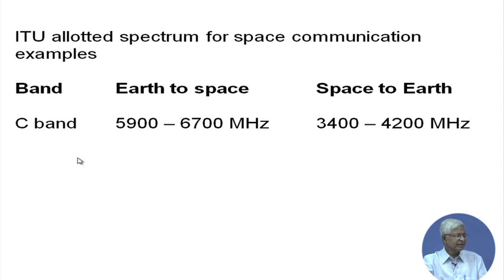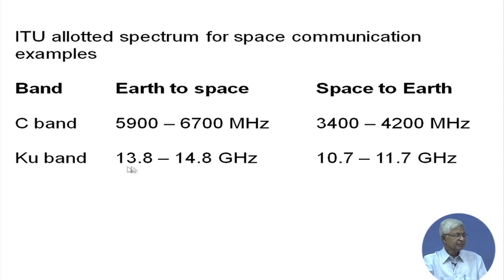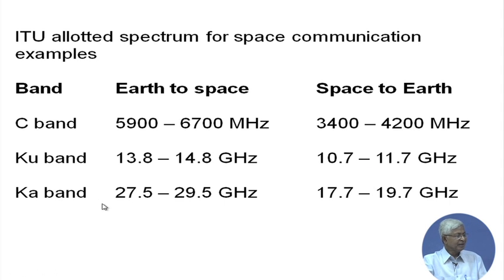They have specified the Ku band also, which is 13.8 gigahertz to 14.8 gigahertz in the uplink, which is earth to space, and 10.7 to 11.7 gigahertz in the downlink, which is space to earth. At Ka band, another chunk is 27.5 gigahertz to 29.5 gigahertz, and 17.7 gigahertz to 19.7 gigahertz.